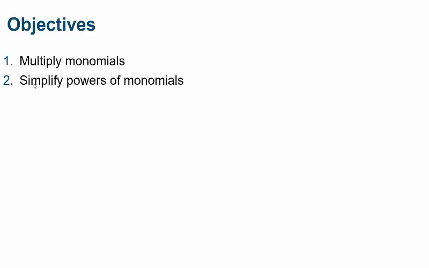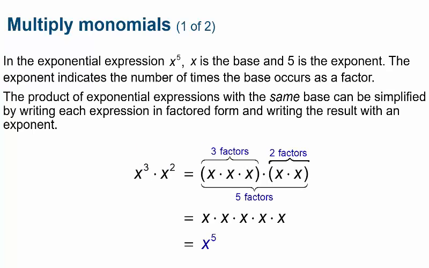We want to talk about how you multiply monomials, and then finally we want to simplify powers of monomials. So that would be something like 5x squared, that raised to the fifth power, something like that. Okay, so first off, multiply monomials.